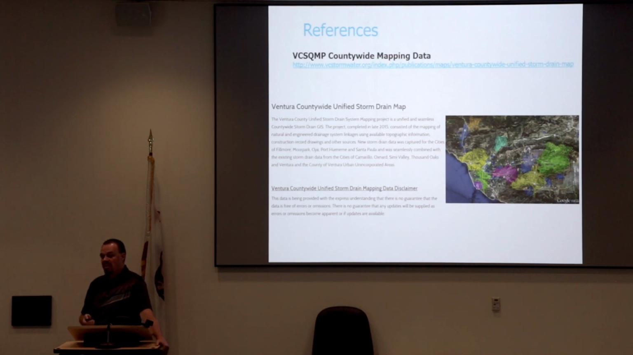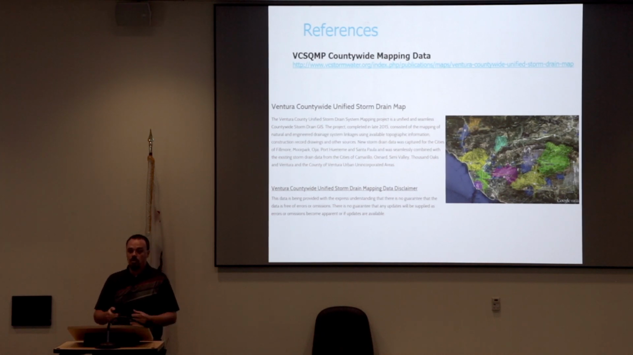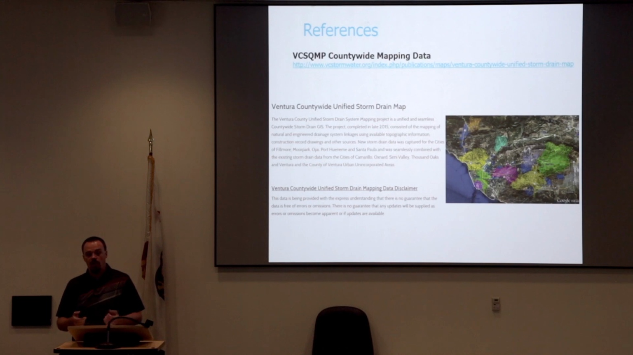It also has the as-built drawings populated in the attribute tables, so that if there's a certain pipe you're interested in, you can look at the drawing number and then contact that city or county and get that as-built data.